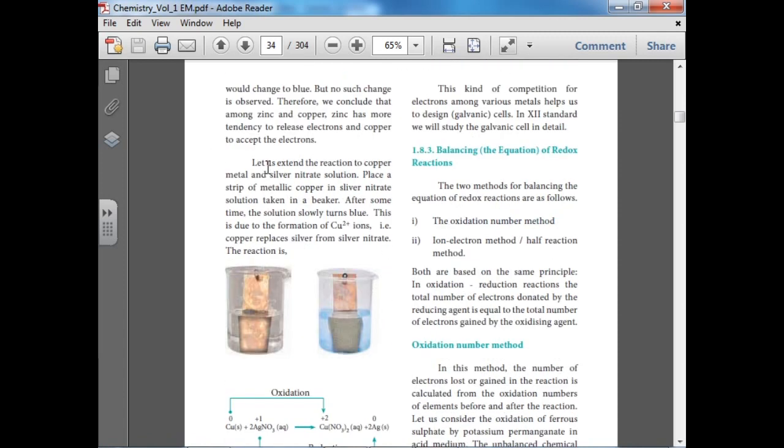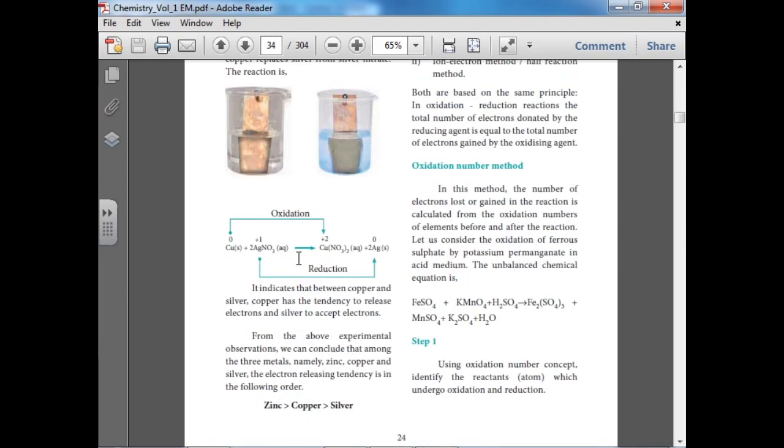The next one: let us extend the reactions to copper metal and silver nitrate solution. Place a strip of metallic copper in silver nitrate solution taken in a beaker. After some time, the solution slowly turns blue. This is due to the formation of copper 2+ ion. So copper replaces the silver from the silver nitrate solution.